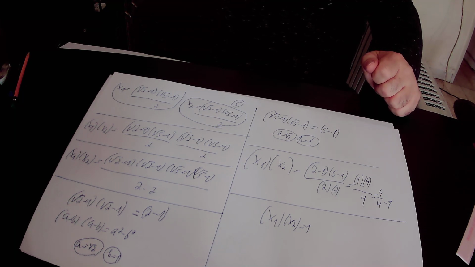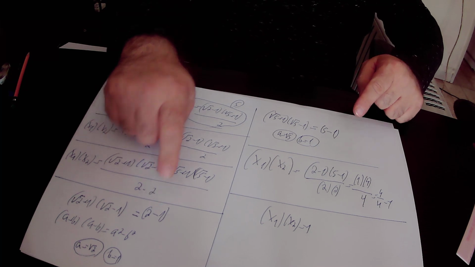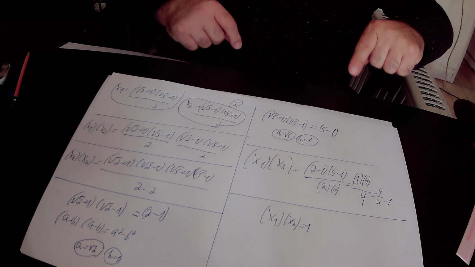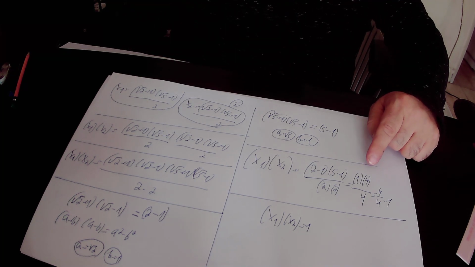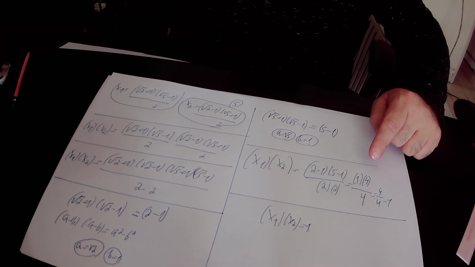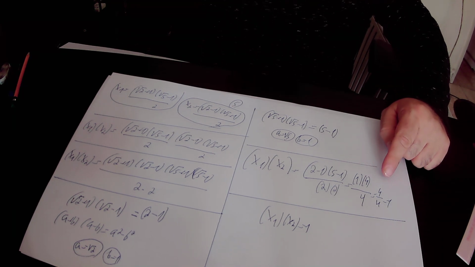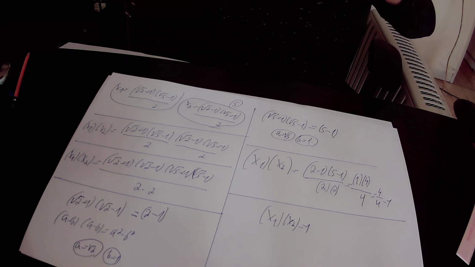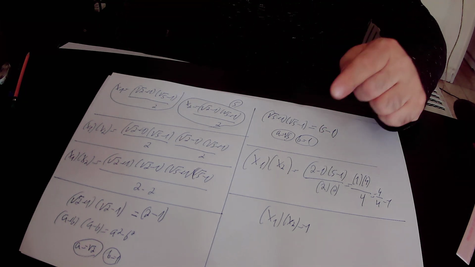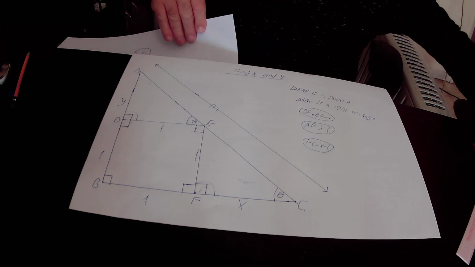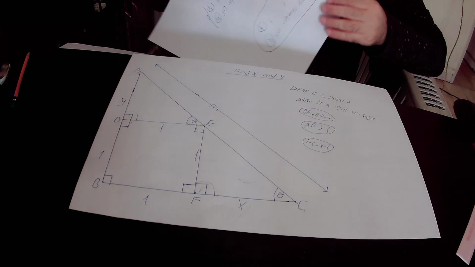Okay? So in conclusion, x1 times x2 equals 2 minus 1 times 5 minus 1 over 2 times 2. 2 minus 1 is 1, 5 minus 1 is 4, all divided by 2 times 2, that is 4. 1 times 4 is 4, and 4 over 4 is 1. So in conclusion, we found that x1 times x2 equals 1.